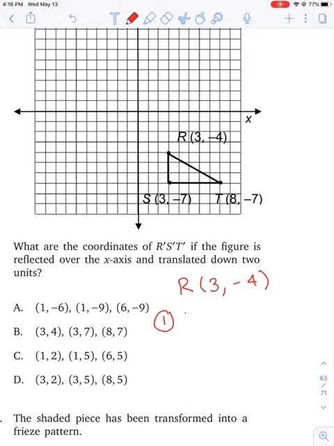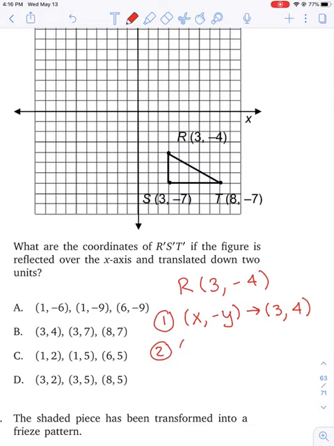So that means I need to apply the rule: keep x the same, take the opposite of y. And I'm not expecting you to have that memorized. You could have looked at this screenshot. So applying that rule gives me (3, 4). So that's where R should be after the reflection.